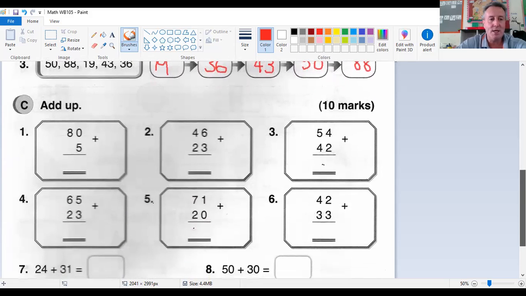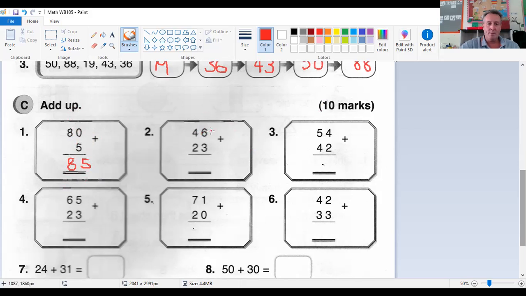And our last section is adding up. Remember, when we're adding up, we start with our ones and move to our tens. We always start on this side. We add our ones up first and then our tens. So 0 plus 5 is 5. And 8 plus 0 is 8. Number is 85.